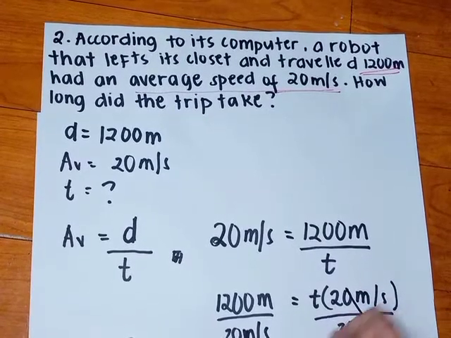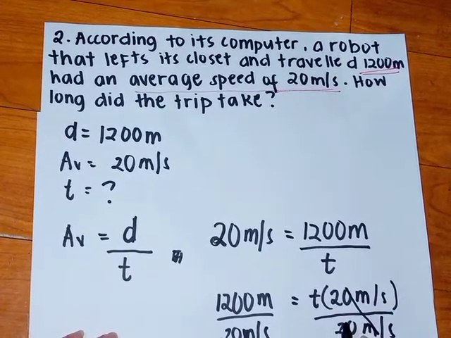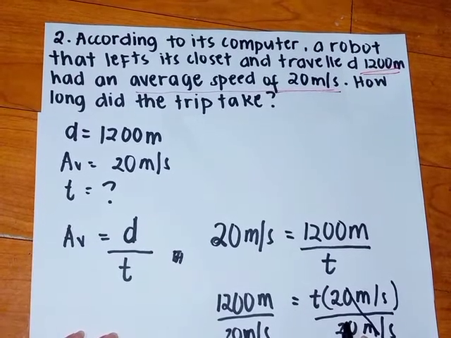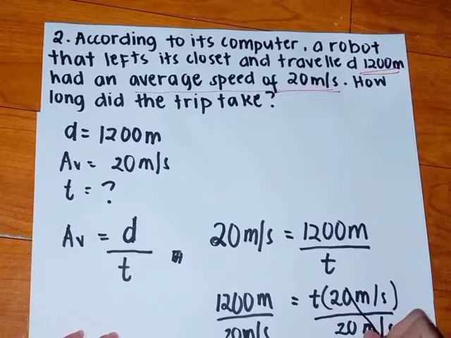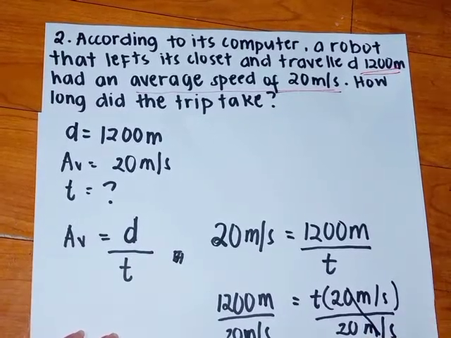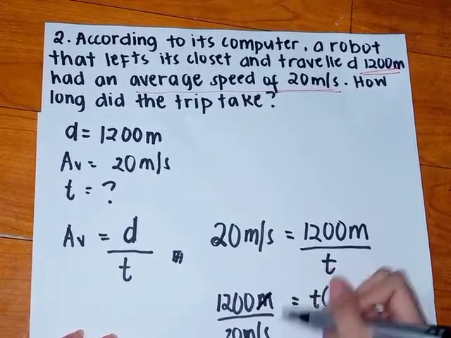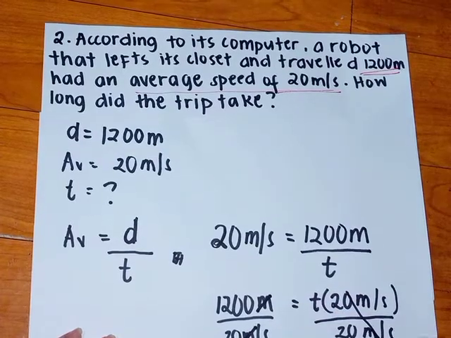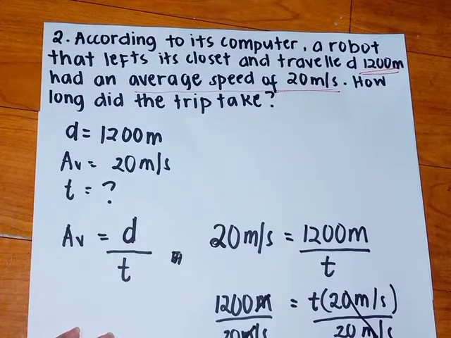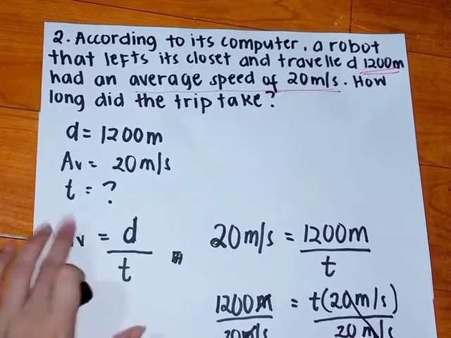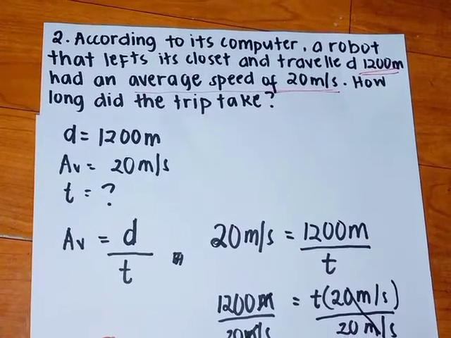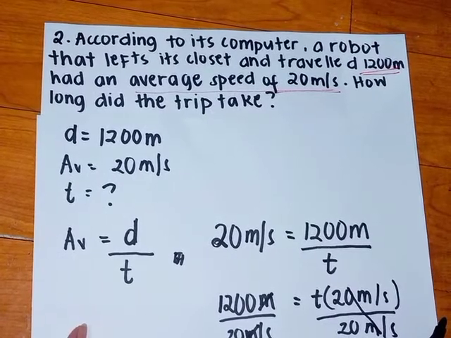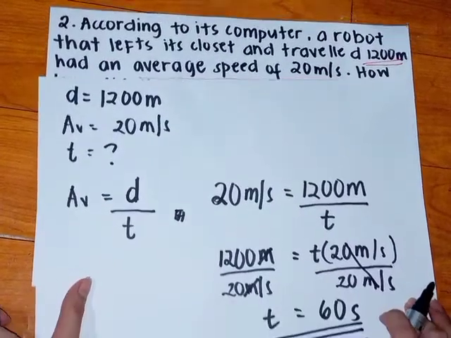Dito ko na ilalagay. And then 1,200 meter over 20 meter is 60. So, cancel na natin tong meter. And then meter, ang natira na lang is second. So, yung hinahanap natin ay time. So, this is the time. The time is 60 seconds. Ayan.